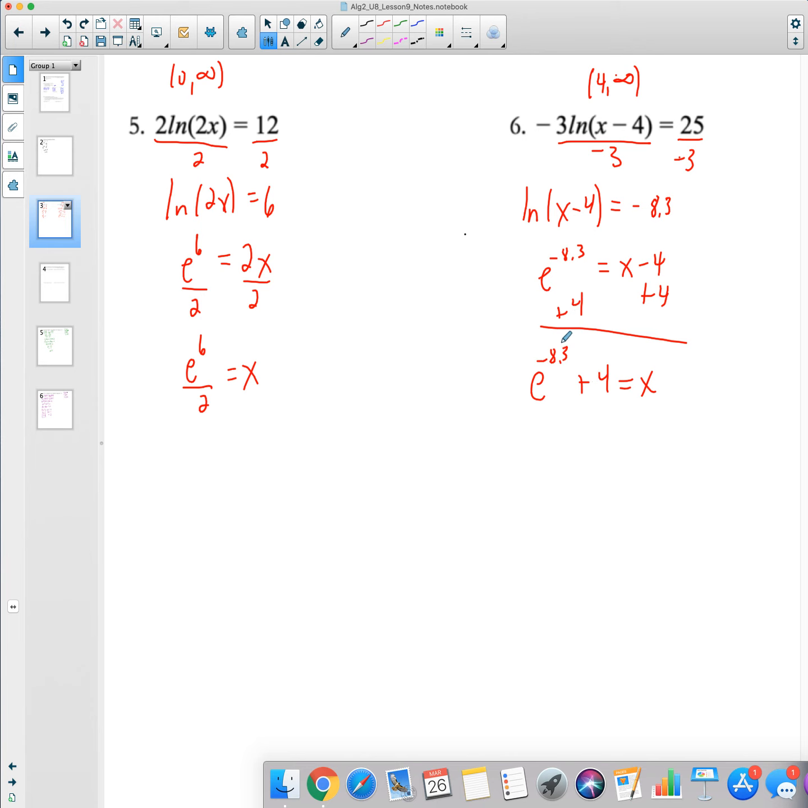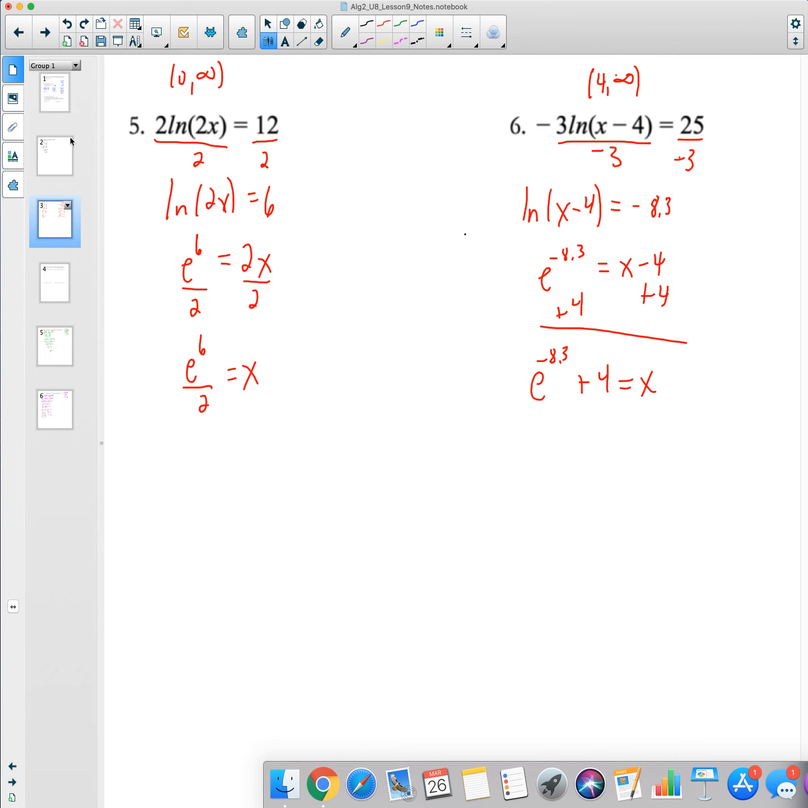Now, here's what we need to understand: if we have a positive base, which we have to by definition, this is going to be a positive number here. So it's a very small number, but it's a little bit bigger than 4, so we're okay with our working domain. All right, so that's the first type of problem that we're going to see.